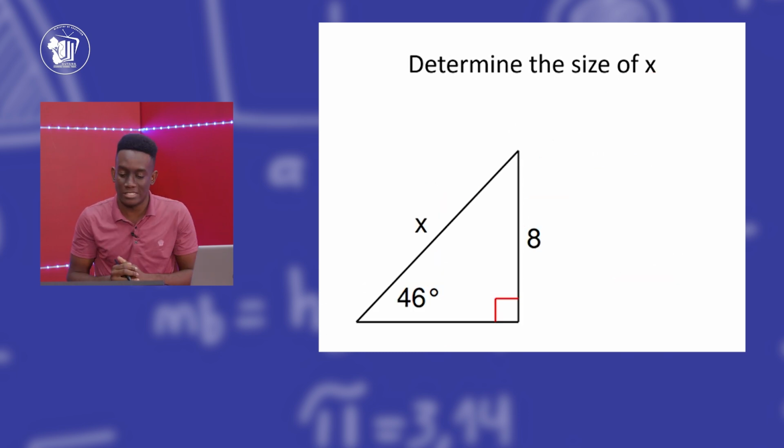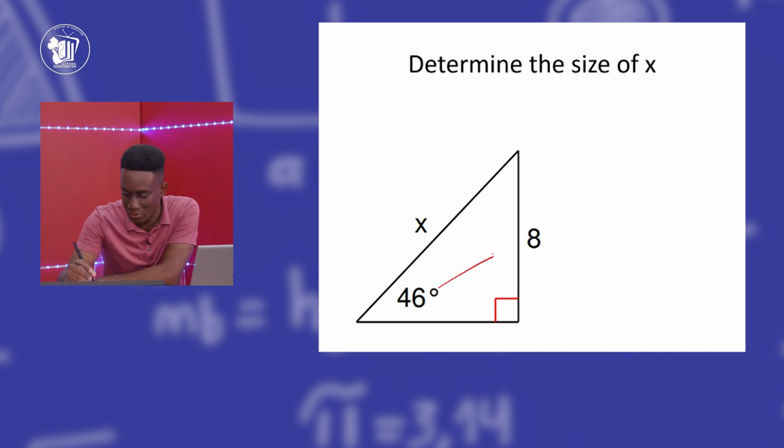So let's look at another example. In this example, let's label, of course, the side opposite the angle that we're given. In this case, we are given 46 degrees. So the side opposite that will, of course, be named the opposite. The side opposite the right angle would be the longest side, which is the hypotenuse. And of course, the remaining side would be the adjacent side.